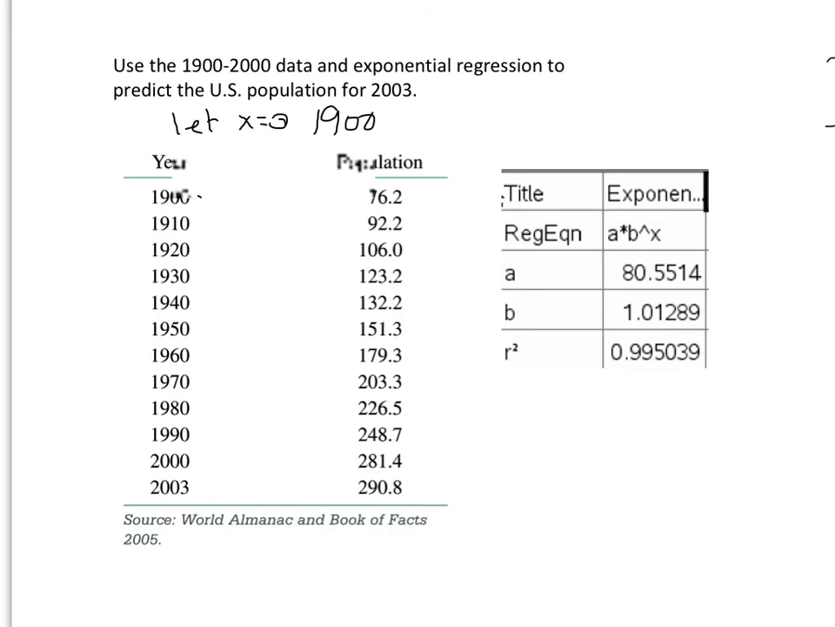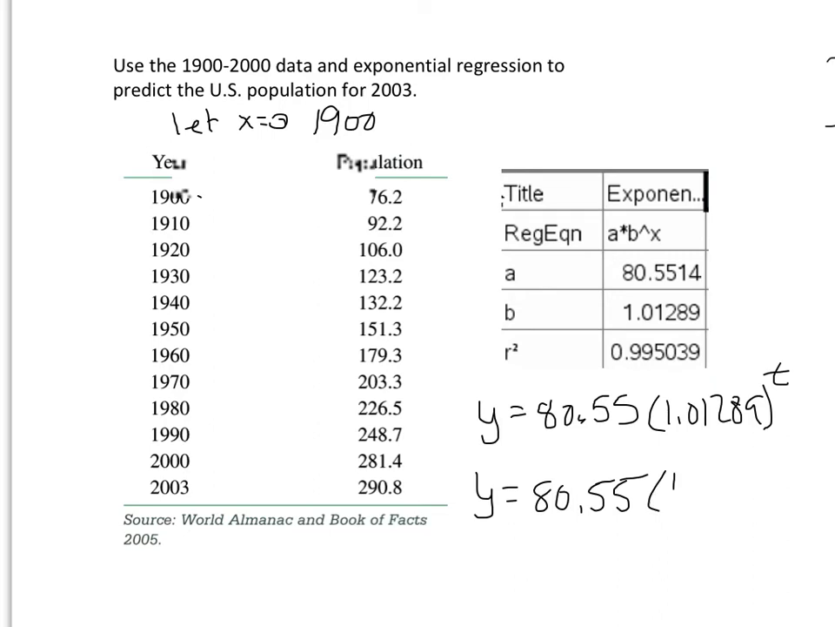So our equation is y equals 80.55 times 1.01289 to the t. So what would I need to do for 2003? It would be 80.55 times 1.01289 to the 103rd. Just calculate that. That would be your answer. Here's the biggest thing. You have to remember that this population is in millions. All right, let's take a look at some more.